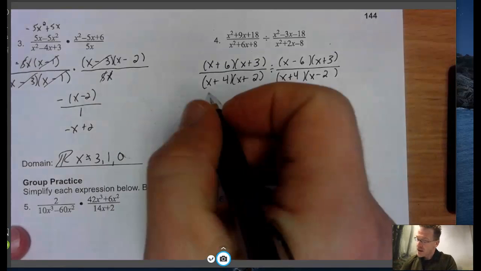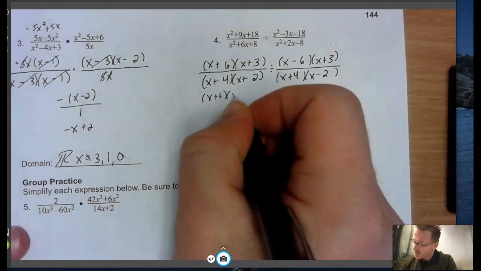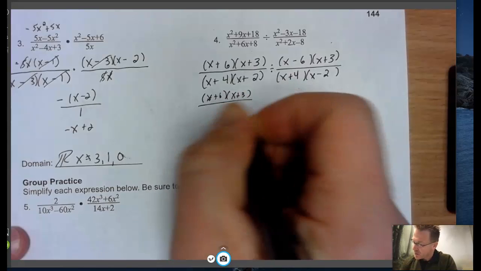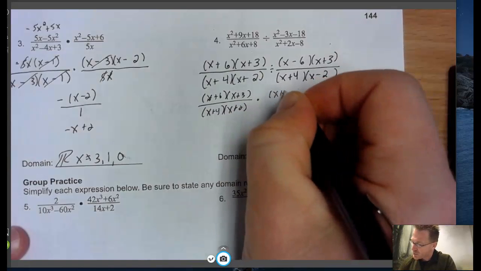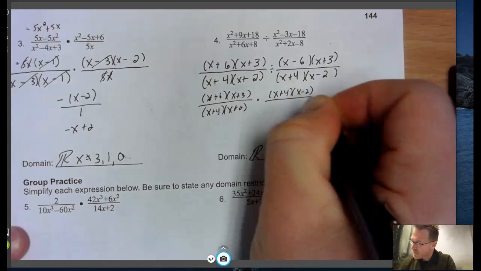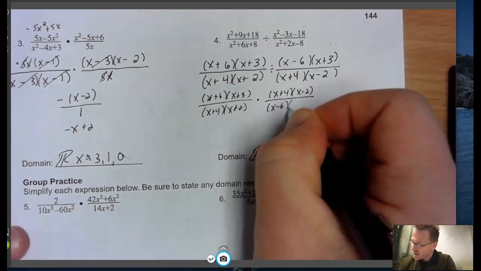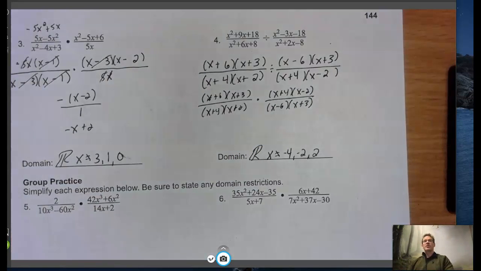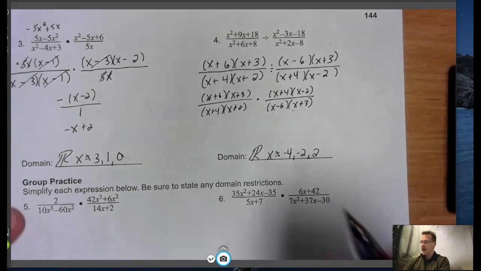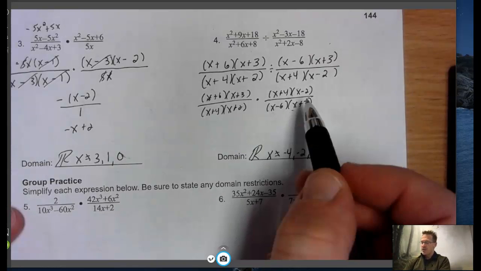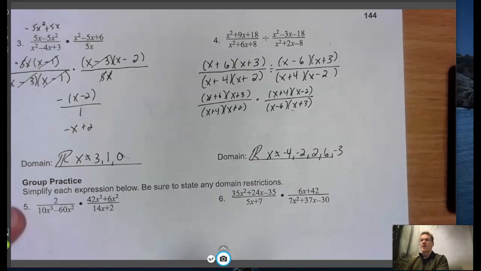Now we need to multiply by the reciprocal, so x plus 6 times x plus 3 over x plus 4 times x plus 2, times the reciprocal, which would be x plus 4 times x minus 2 divided by x minus 6 times x plus 3. Notice by multiplying by the reciprocal, we have now created a new denominator. And so we have to throw out the values that make this new denominator 0. When I look at this factor, I can't use 6. And when I look at this factor, I can't use negative 3. So that's where you get a little bit more complexity when we multiply by the reciprocal.